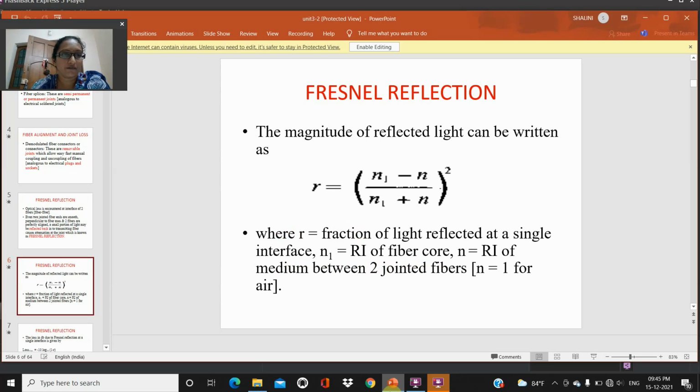The magnitude of the reflected light can be written as R equals ((n1 minus n) divided by (n1 plus n)) whole squared, where R is the fraction of light reflected at a single interface, n1 is the refractive index of the fiber core, and n is the refractive index of the medium between the two jointed fibers.